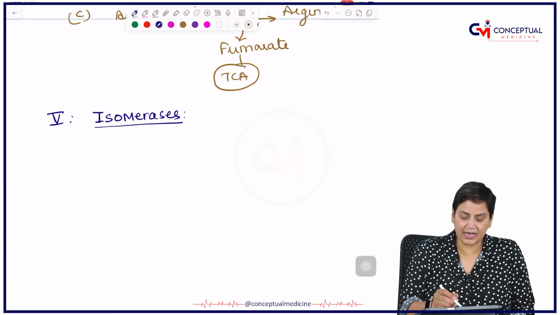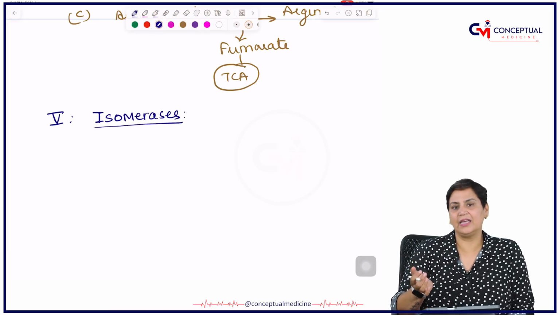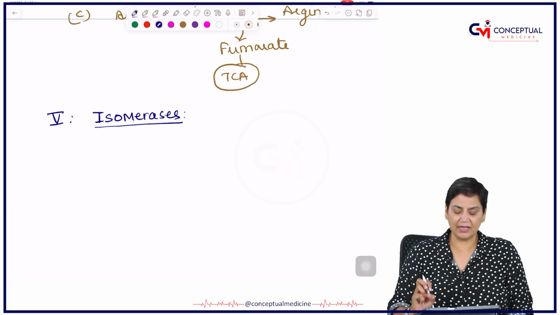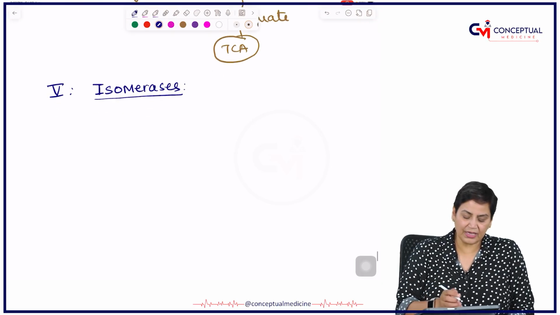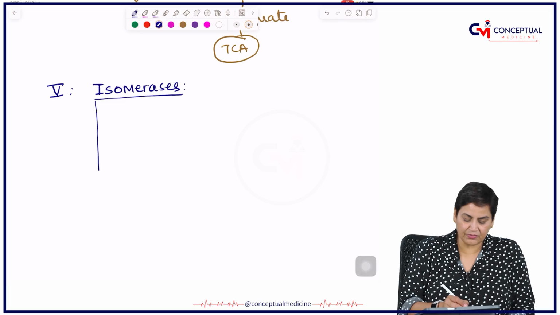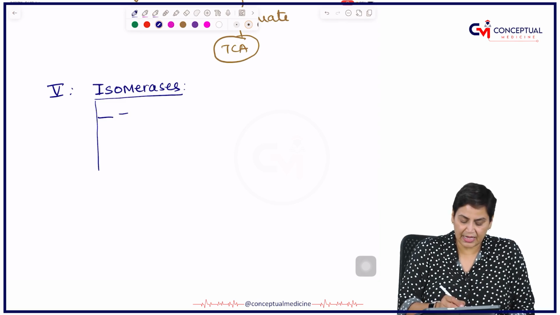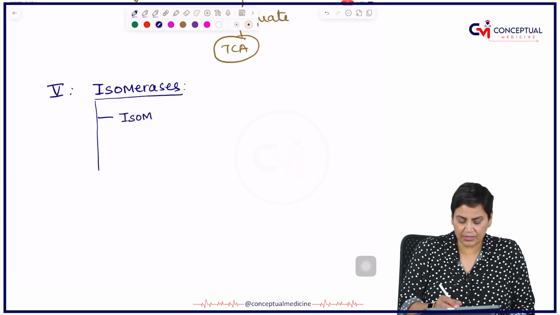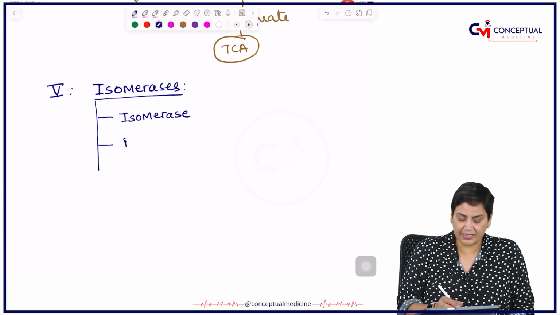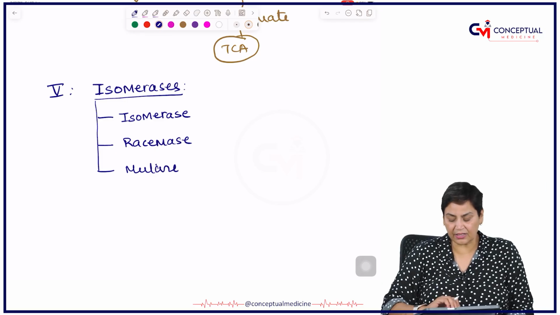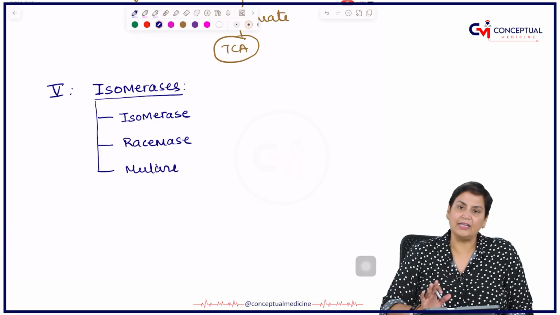Now in the isomerases class, we all know isomerism means they have the same molecular formula but different structural formula, right? And in isomerases there are 3 examples. One is obviously isomerase itself, the name of the enzyme is isomerase. Second is racemase, and third is mutase. So these are the 3 examples of isomerases.